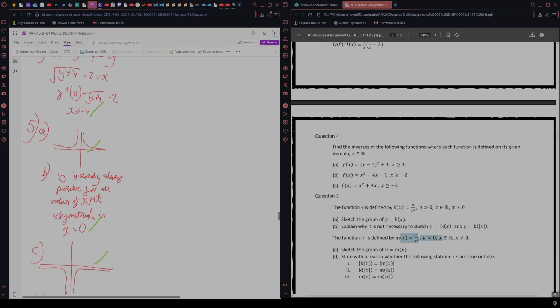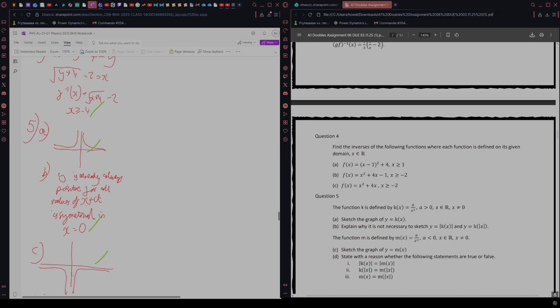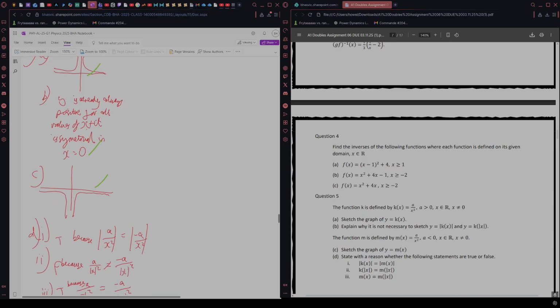Next, we have another function, which is just the same thing, except a is not greater than 0, which means that you have to sketch this. You know that because a is less than 0, it's going to be just the same thing but negative, and you have to look at these functions. So what I've done for these functions is I've just applied them to the function and thought, will this work? So obviously for this function, modulus of the entire thing is just going to make the a positive, which means that they are going to equal each other.